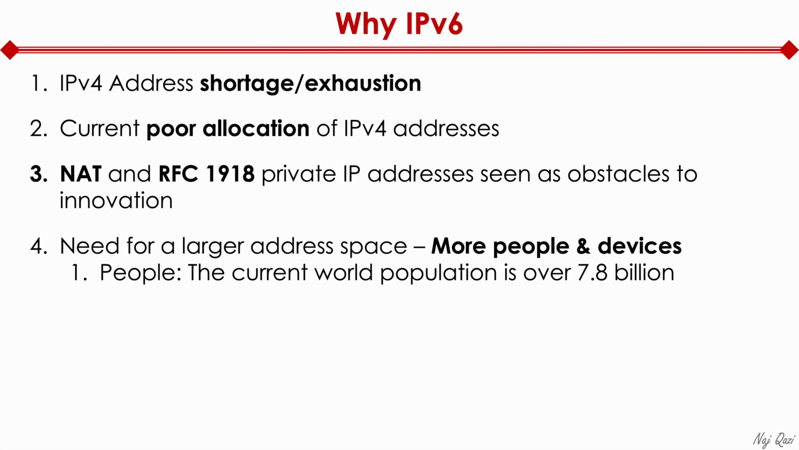They have a phone and they have a laptop or a desktop. So 2 times 3 is 6. That's 6 billion potential IP addresses that you may need for those devices to talk to each other. That's beyond the capacity of IPv4, hence the need for IPv6.